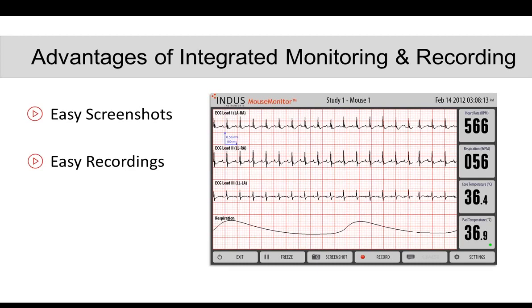This is an example of a screenshot that you would see on the pad while you're monitoring your animal during your procedure. You see that you are receiving data from ECG leads 1, 2, and 3, as well as the heart rate, respiration, core body temperature, and the pad temperature. It allows you to have easy screenshots because basically you just screenshot this to record it, and it allows for easy recordings.